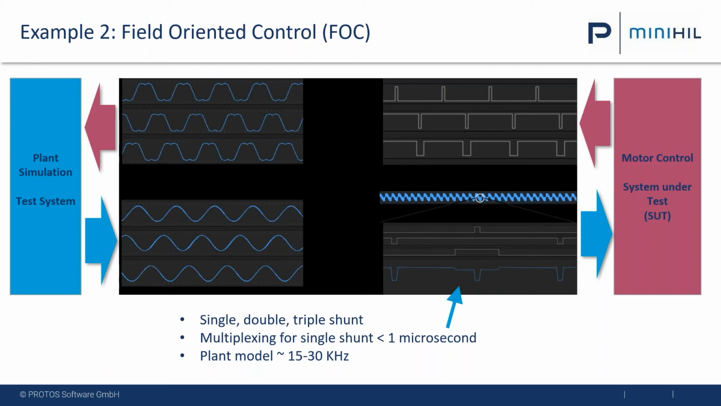For the single shunt, we have multiplexing, analog multiplexing included with below 1 microsecond. That's very fast, so that cannot be done in software, but the rest is completely software simulation. The plant simulation also between 15 and 30 kilohertz typically.